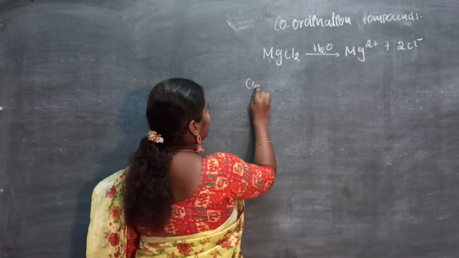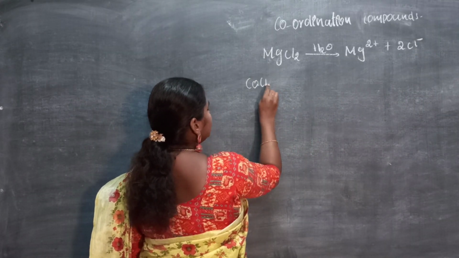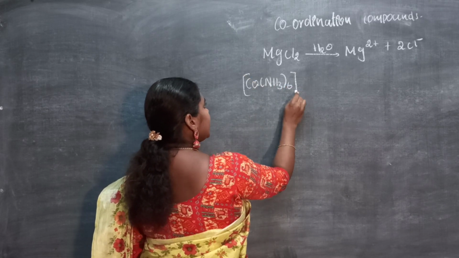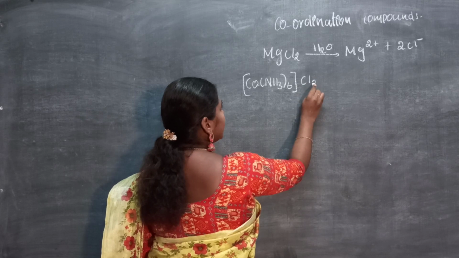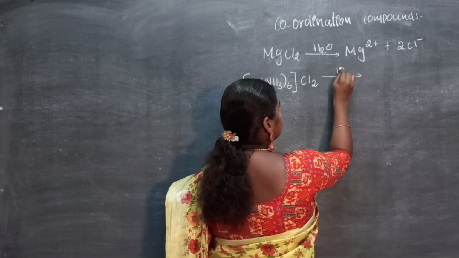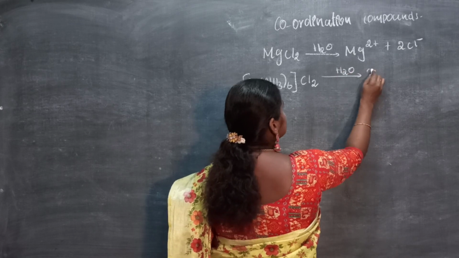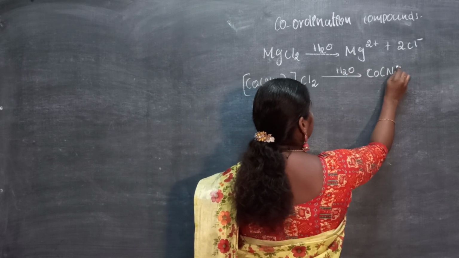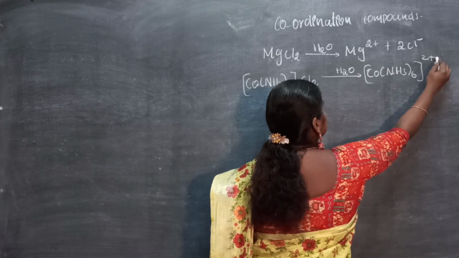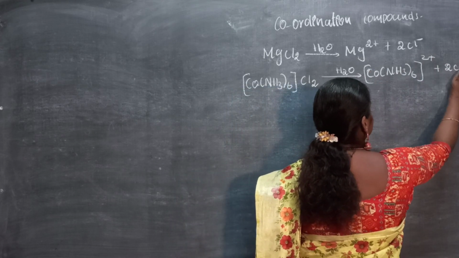Suppose இது ஒரு coordination compounds எடுத்துக்கிறோம். Say example hexaammine cobalt, then that is Cl2 dichloride வெளில இருக்கு. That is dissolved in water, that will be dissociated as cobalt hexaamine cobalt 2 plus, then outside 2Cl minus.